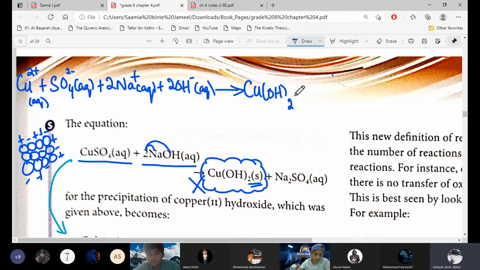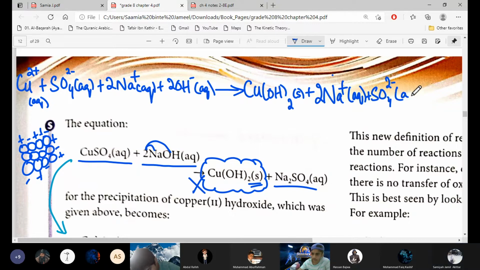Copper hydroxide, solid. Plus this sodium sulfate is in aqueous form, so it will split: 2Na positive plus SO4 2 negative. Okay, please write this down. Write down this line because it's not written in the book, how you obtain that final form.